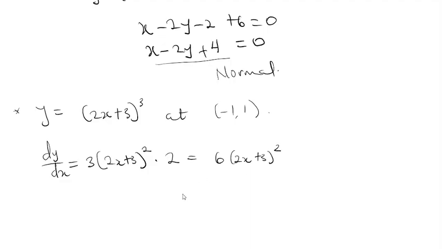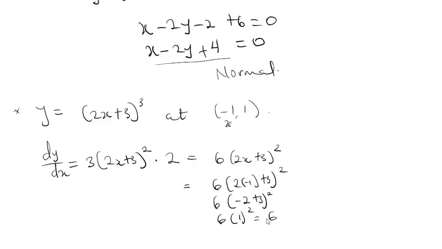So now at the point negative 1, 1, our x coordinate is negative 1. So this is going to give us 6 times (2 times negative 1 plus 3) to the power 2. Then we have 6 times (negative 2 plus 3) to the power 2. Then we have 6 times 1 squared. So our answer is 6. And that is the gradient of the tangent.